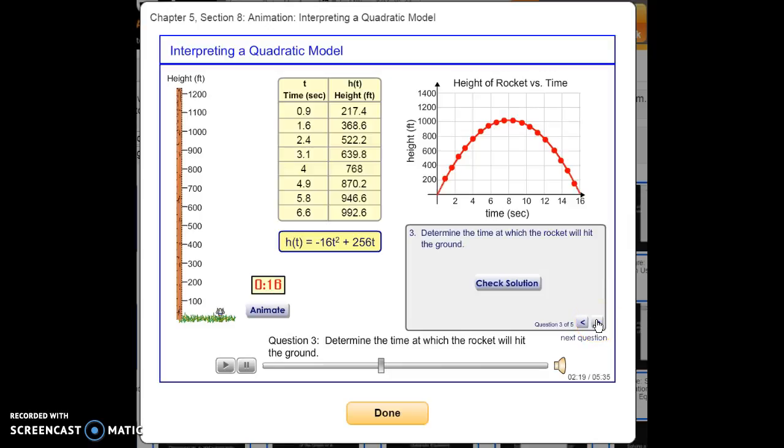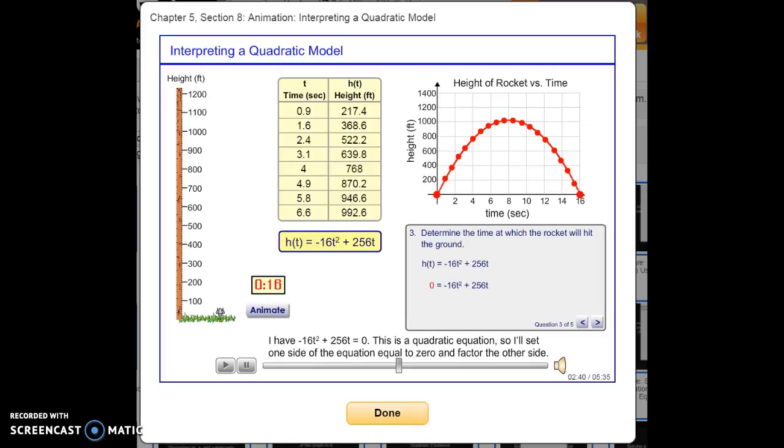Question 3. Determine the time at which the rocket will hit the ground. When the rocket is at ground level, the value of the height is 0 feet. So I can set h of t equals 0 and solve the resulting equation for t. I have negative 16t squared plus 256t equals 0.